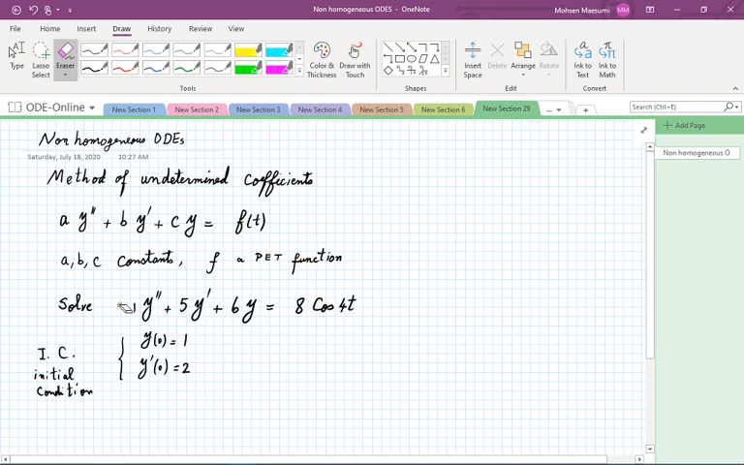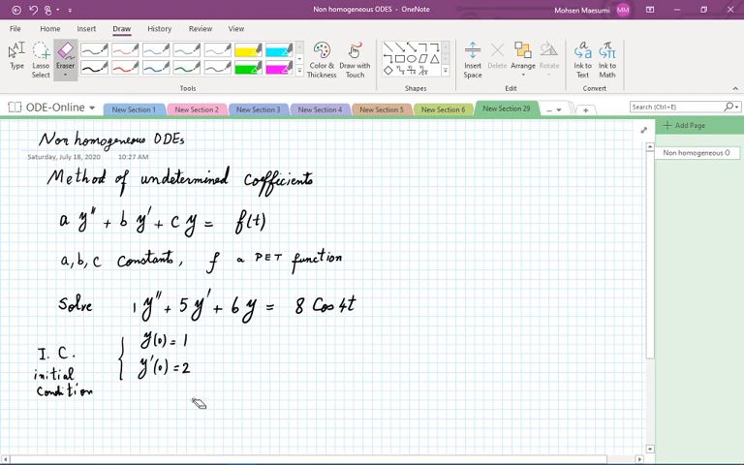An example of this will be something like this: y double prime plus 5y prime plus 6y is equal to, say, 8 cosine of 4t. And it's possible that the problem comes with some initial conditions, y of 0 and y prime of 0.